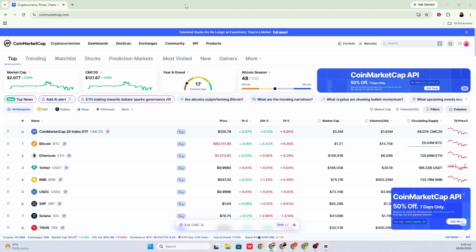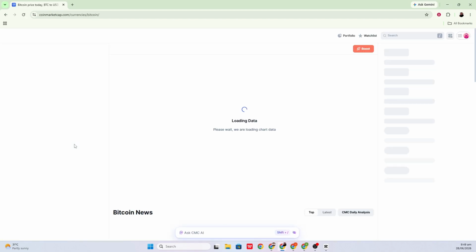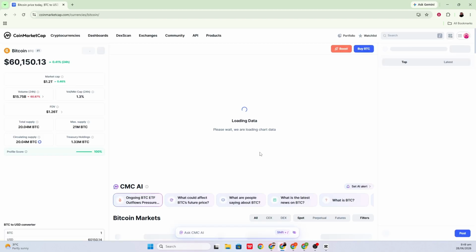In today's video, I will walk you through how to read CoinMarketCap charts. When you open a cryptocurrency chart on CoinMarketCap, start by looking at the main chart layout. The chart contains two primary lines and two different scales that display important information.